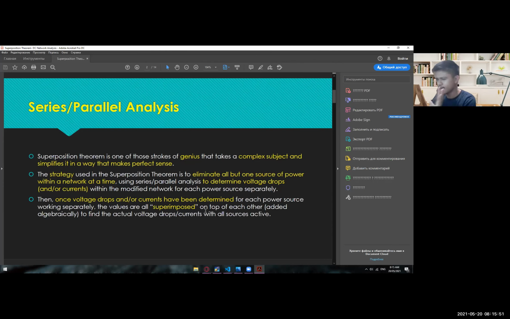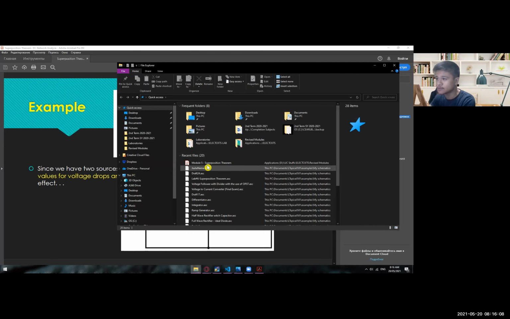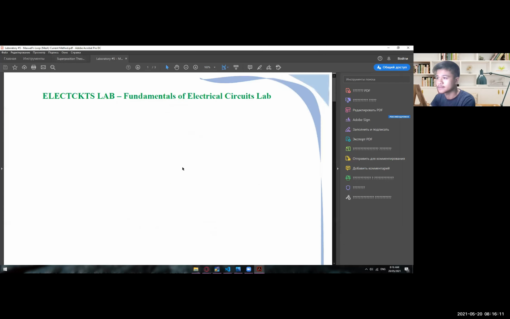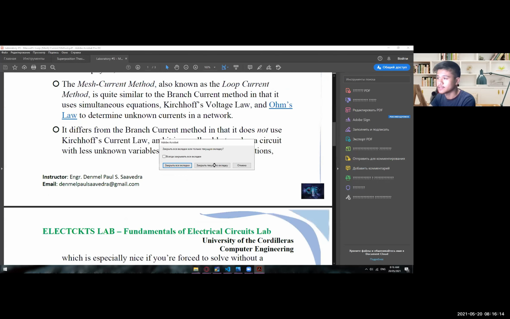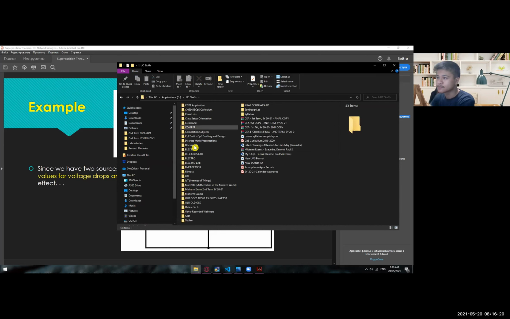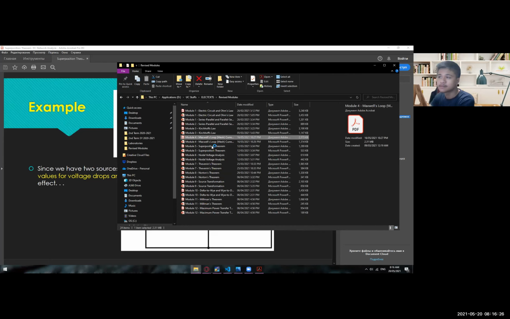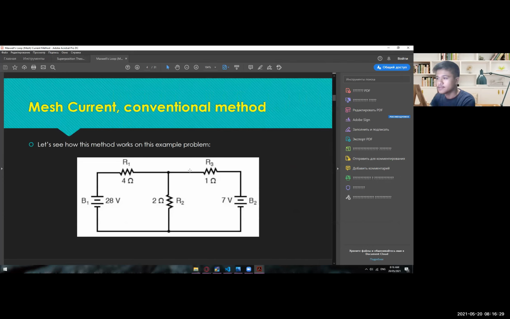Once you have combined them, we call that superimposed. For you to have an idea, let's proceed to this example. One thing I would like you to notice is that this example was actually used in our mesh current method, or the Maxwell loop method. Let me just show that one to you. All right, we have used this one before already in Maxwell.